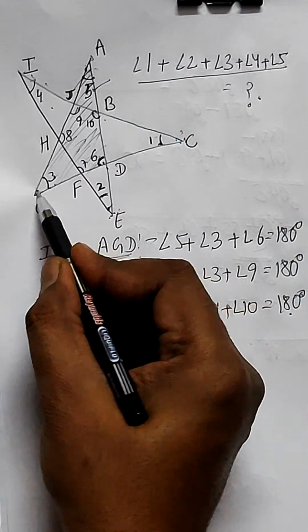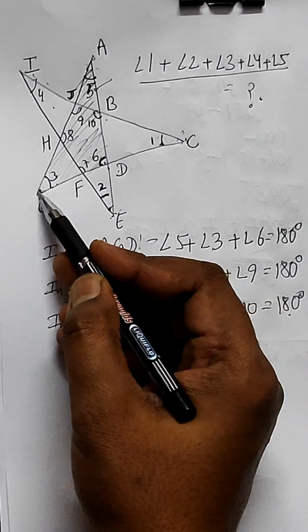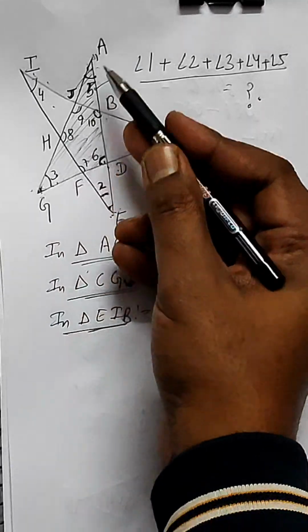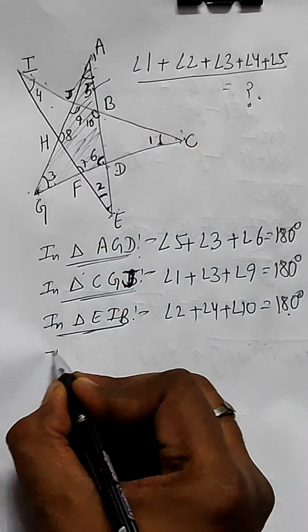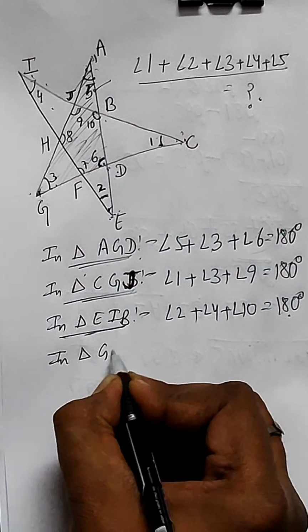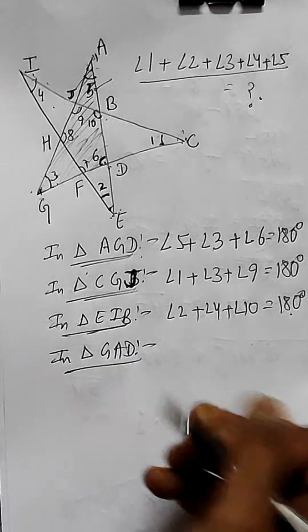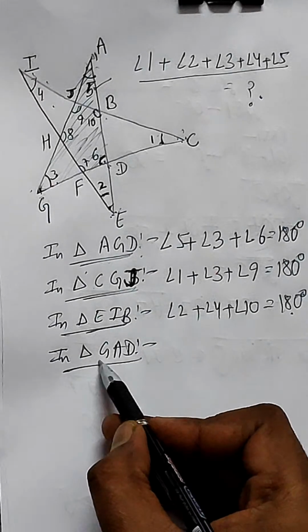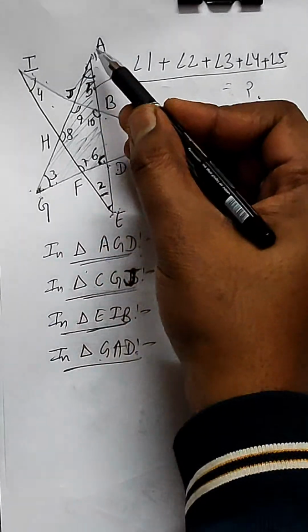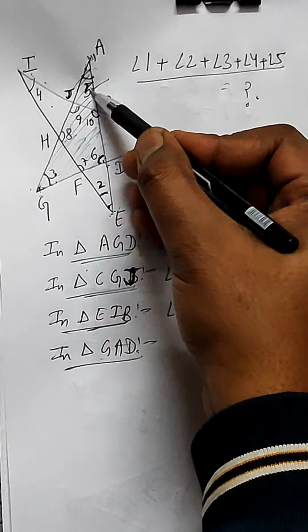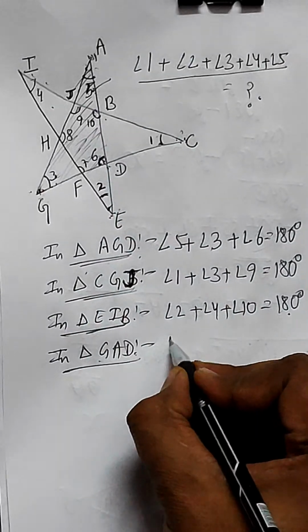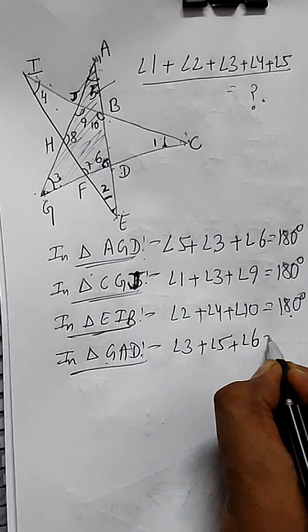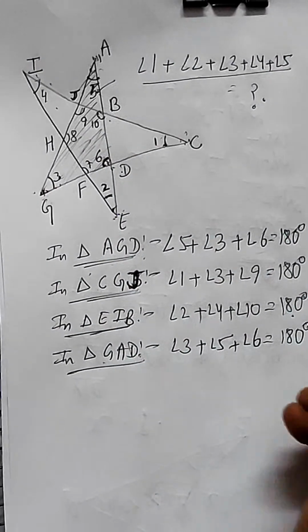Now take the triangle starting from G, triangle GAD. In triangle GAD, similarly, find out the angles. What are those angles? That is 3 plus 5 plus 6. So angle 3 plus angle 5 plus angle 6 is coming as 180 degrees. Isn't it?